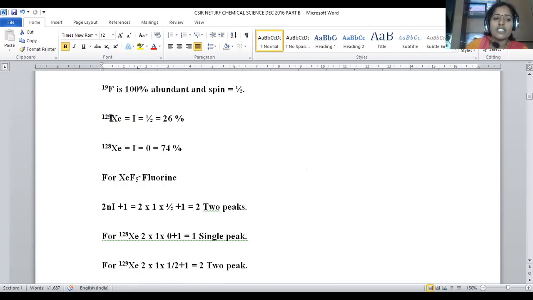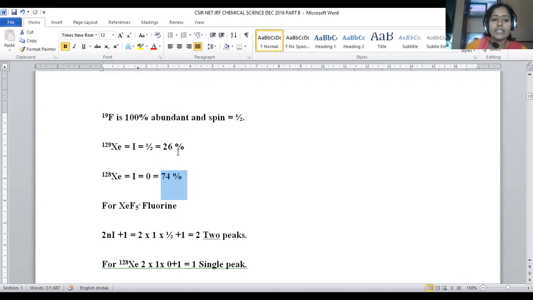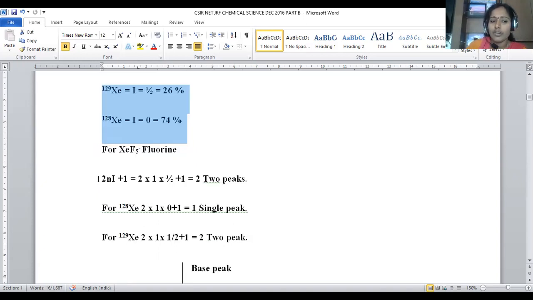Xenon-129 has an abundance of 26%, and its angular momentum value is half. That's the reason why it is NMR active. And xenon-128, whose angular momentum is 0 and abundance is 74%, can be regarded as NMR inactive. Hence, there is a possibility of satellite peaks. How many peaks are possible? Let us see. For that purpose, we are going to apply the formula 2nI plus 1.